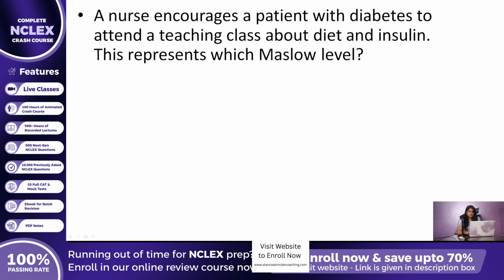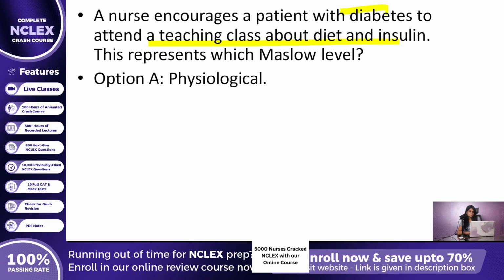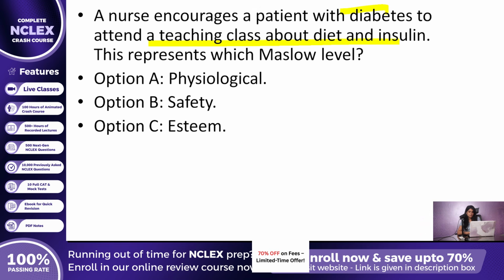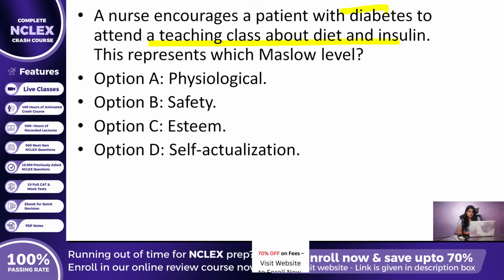Question 9. Let us consider this scenario. A nurse encourages a patient with diabetes to attend a teaching class about diet and insulin. This represents which Maslow level? Option A, physiological. Option B, safety. Option C, esteem. Option D, self-actualization.